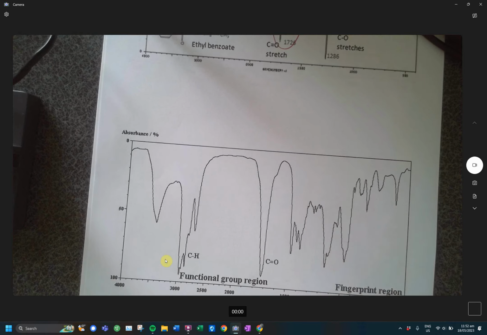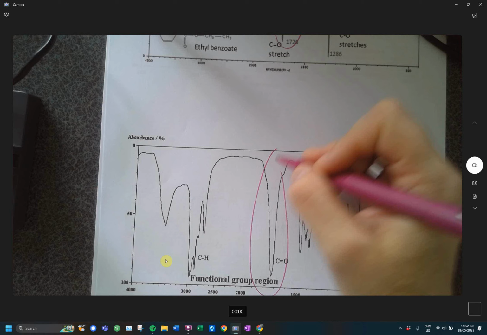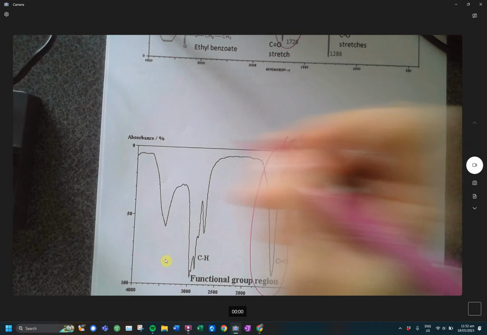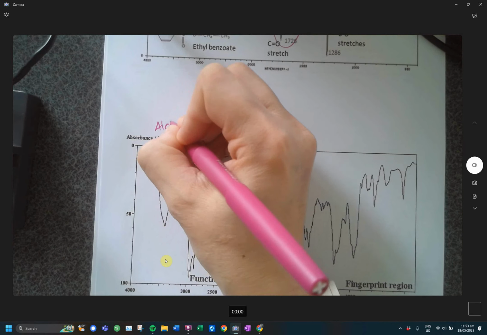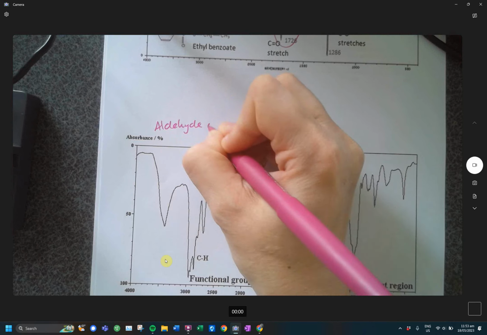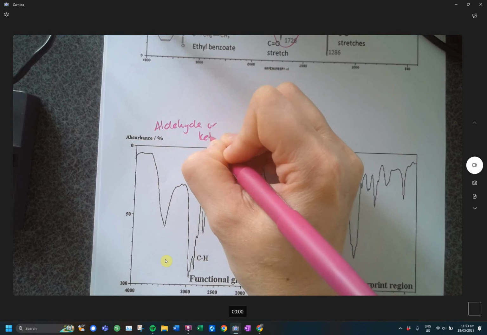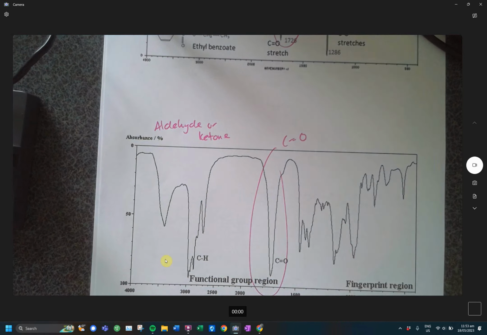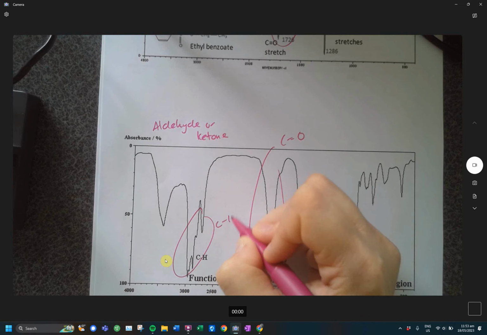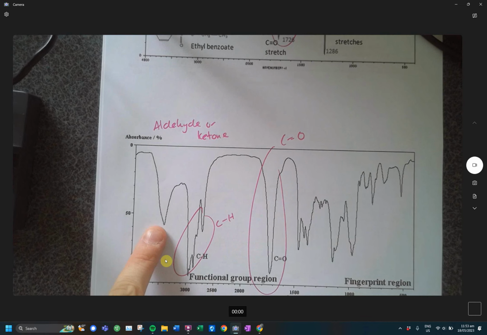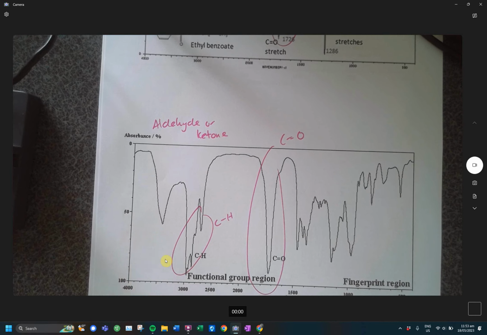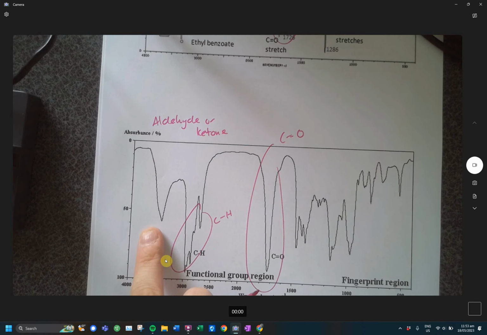This one here is another example of the C double bond O. This one is either an aldehyde or ketone. I have my CH here. Now I have this peak here, but that peak does not match what an OH peak looks like. So that one's probably just some background or something going on in the molecule. This is actually not a peak that I'm looking for.